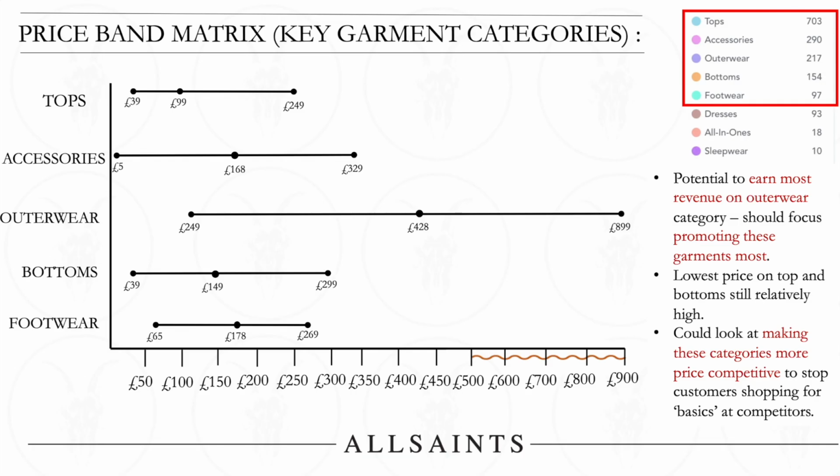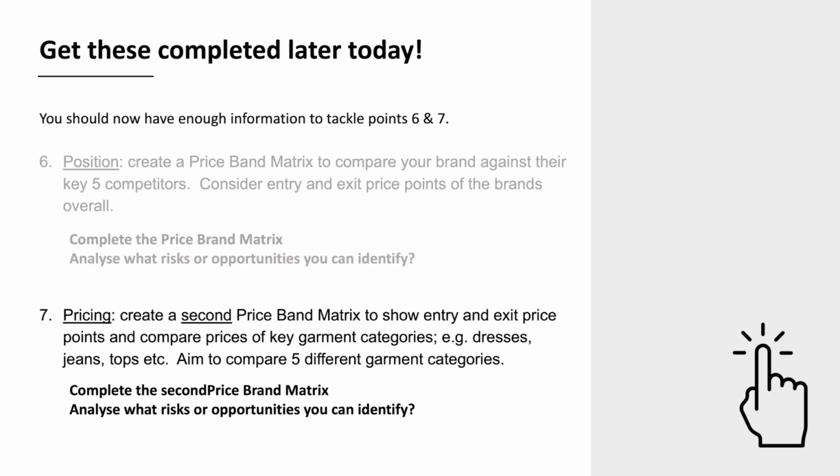And to look at Katie's work again, she's got all her garment categories and given some nice analysis over there on the right. So all this should give you enough information to answer point 7, which is a second price brand matrix to show the entry and exit price points and compare prices of key garment categories, for example, dresses, jeans, tops. And we're getting you to aim to compare 5 different garment categories and definitely no more than 10. So complete the second price brand matrix and analyse what risks and opportunities you can identify.